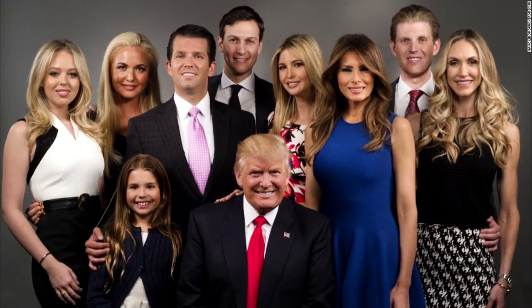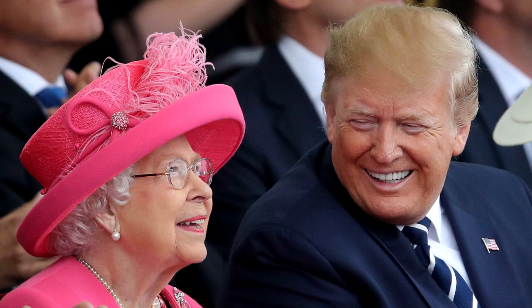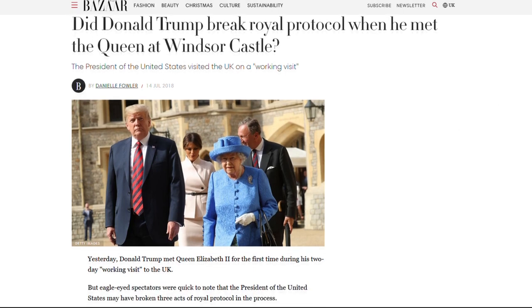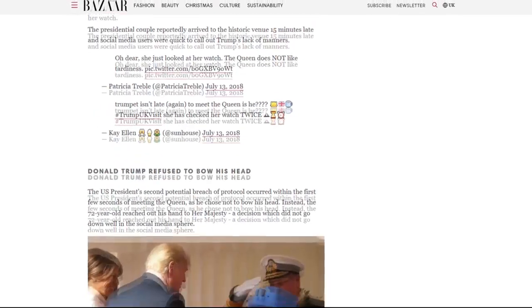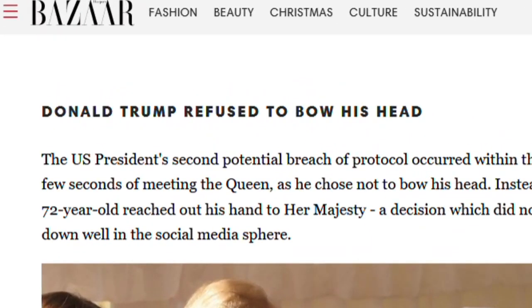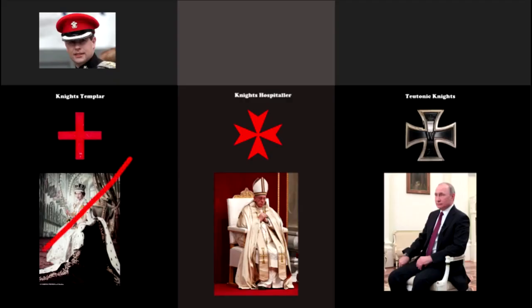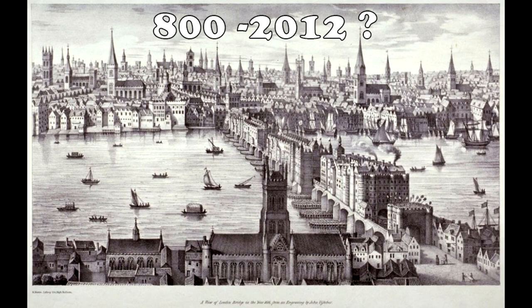Or is it Trumpenstein? The moment you become Grandmaster, you visit your colleagues. Teutonic Knights, Knights Hospitaller. And then you say goodbye to the old bat. Did Trump break the royal protocol? Think not, because Trump is now Grandmaster and not the Queen. Trump arrived late. He refused to bow his head. And Trump turned his back on Her Majesty. This is the end of London as capital of the Templar Knights.